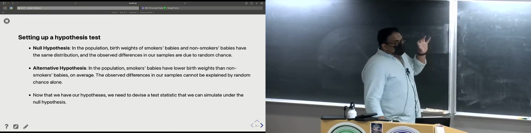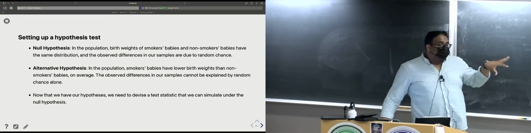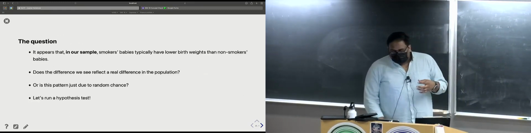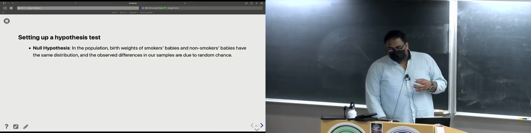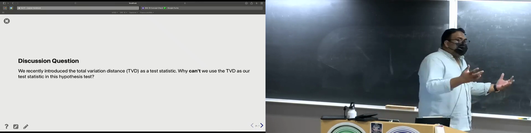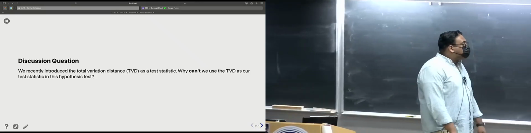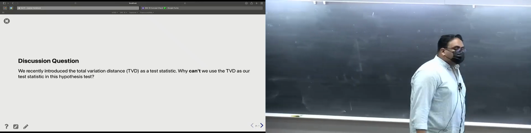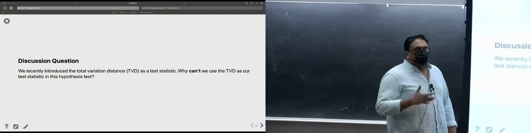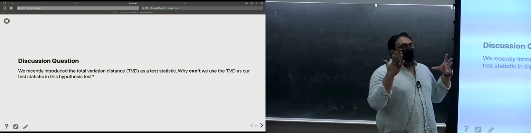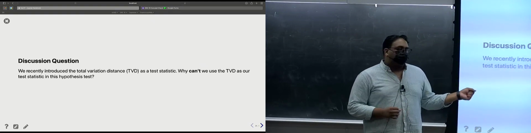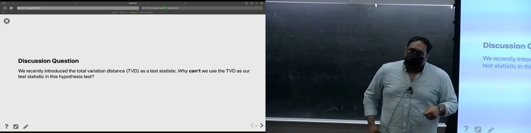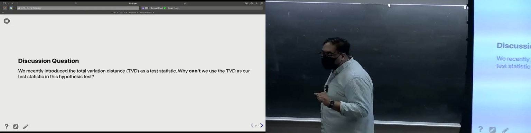Okay, so here's our setup. Note we have two numerical distributions, right? We know they're numerical because we used histograms to draw them. And we need to pick a test statistic now. And so what I want you to do for maybe 30 seconds is talk to those around you and answer the question, why can't we use the TVD as a test statistic here? Why can't we use the TVD? Okay, discuss for 30 seconds.